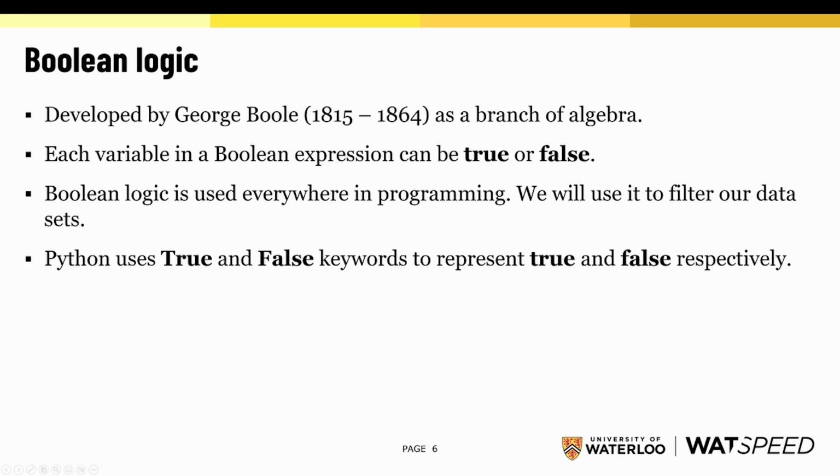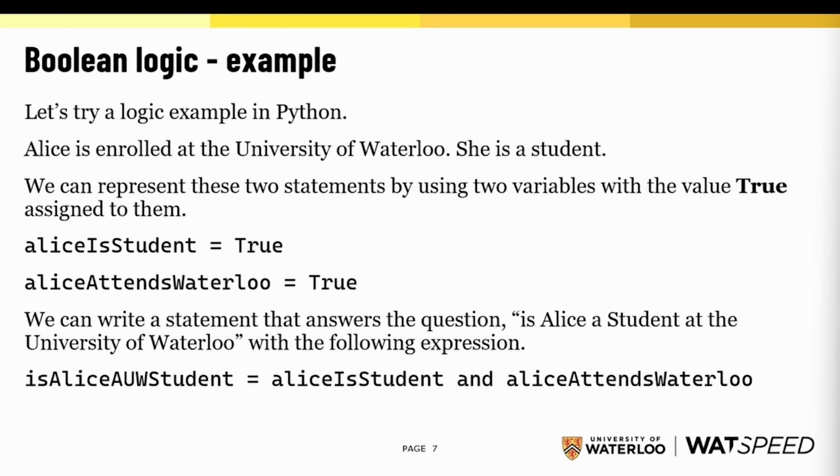Let's try an example in Python. So let's say we have a student, Alice, and they're enrolled at the University of Waterloo as a student. We can represent these two statements by using two variables with the value True assigned to them. So we have the variable alice_is_student equals True, and then alice_attends_waterloo is equal to True. Then we can write another statement that answers the question, is Alice a student at the University of Waterloo? We can write that with the following expression. is_alice_a_uw_student is equal to alice_is_student and alice_attends_waterloo.